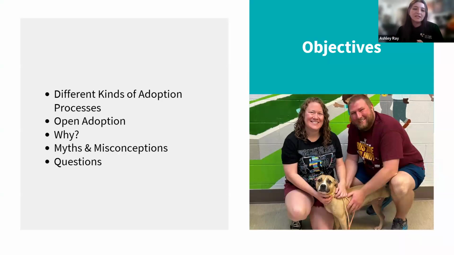So some of the objectives we want to go over today: the different types of adoption processes. We obviously have our own, and other organizations have their own. They might have different names and different ways that they work. So we want to talk about that and how we differ at Michigan Humane specifically and why. And obviously talking about open adoption, what that means and why we use it. And then some common myths, misconceptions, and frequently asked questions that people come across when they hear that we have open adoption, and then your guys' questions. So again, at any time, please feel free to drop questions into the chat.